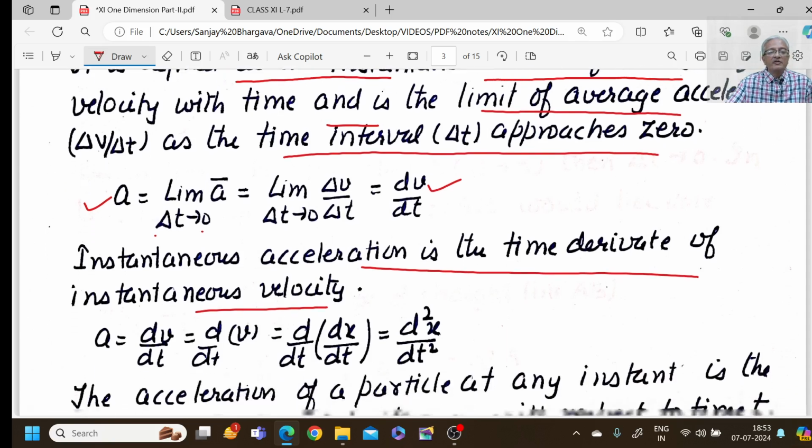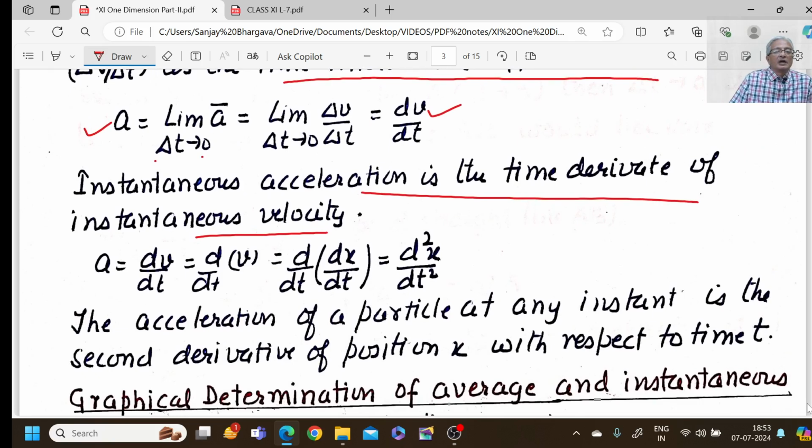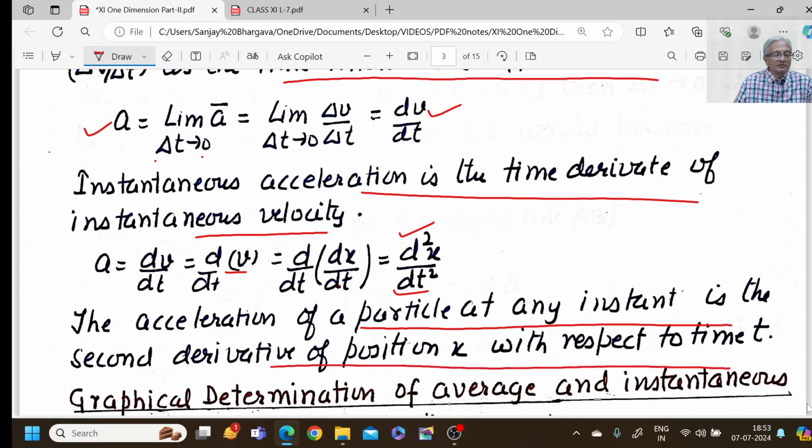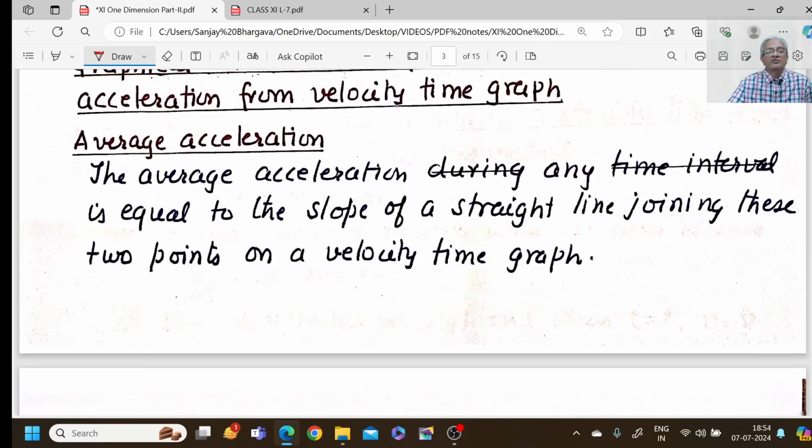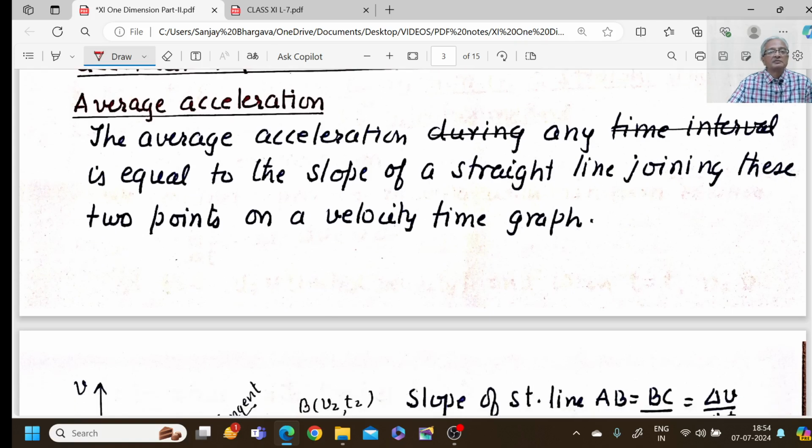Acceleration is equal to dv by dt, and v can be written as the rate of change of displacement with respect to time. So acceleration is also equal to d2x by dt square. Acceleration of a particle at any instant is the second derivative of position x with respect to time. So we need to determine average and instantaneous accelerations graphically also. Let us calculate average and instantaneous acceleration from the velocity time graph.